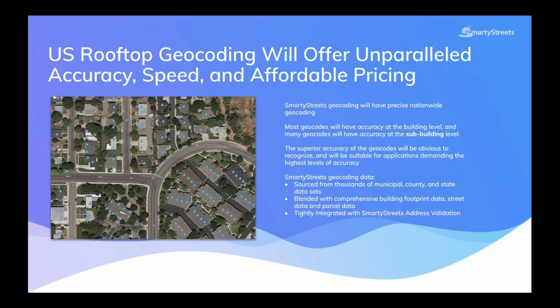The SmartyStreets geocoding data is sourced from thousands of municipal, county, and state data sets. It's then blended with building footprint data, street data, and parcel data, all blended together to make sure that all this data can be the most precisely located as possible. And then it's tightly integrated with the SmartyStreets address validation.